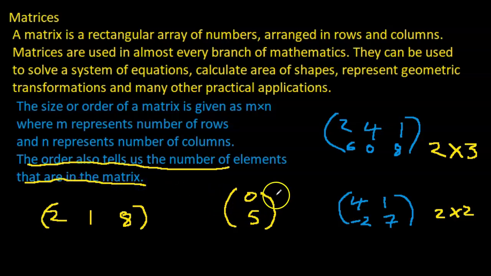Here, this one, how many rows do we have here? 2. 2 going across. You can draw 2 lines going across. Alright, so it's 2 rows. And how many columns? Well, 1 column coming down. So the order or the size of this matrix is 2 by 1.